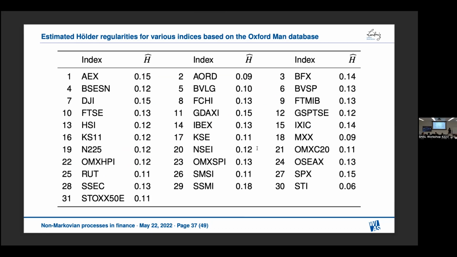And then you can do it for a bunch of indices, and you see that basically the h that you get is usually around 0.1. And you know, h equal to 1/2 would be the Brownian case or the diffusion case, and we are far away from that. We are much rougher. There are papers where people use this for thousands of individual stocks, and a similar picture emerges. So you consistently get h smaller than 1/2, and actually considerably smaller than 1/2.